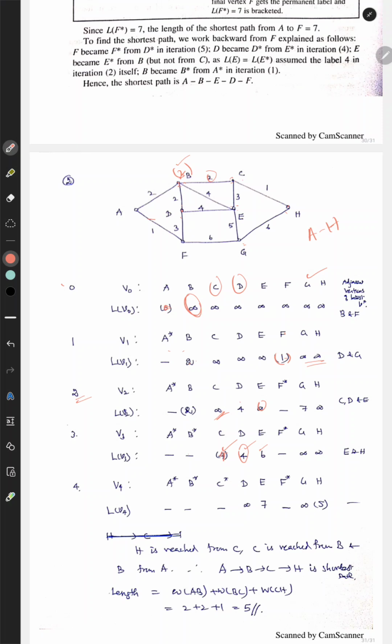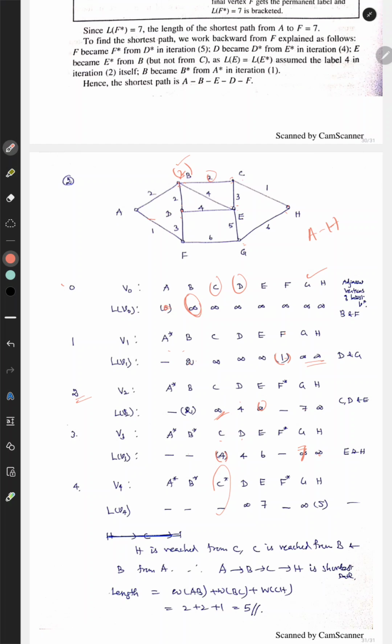G, it is 7, it was 7 before, so it should be 7 here, and H, it was infinity before, it is infinity itself here. So here the smallest one, you can either choose C or D, whichever one you choose will give you the same, meaning both of them can give you the shortest path. So C, I am bracketing. One of them I am bracketing, that vertex I am removing.